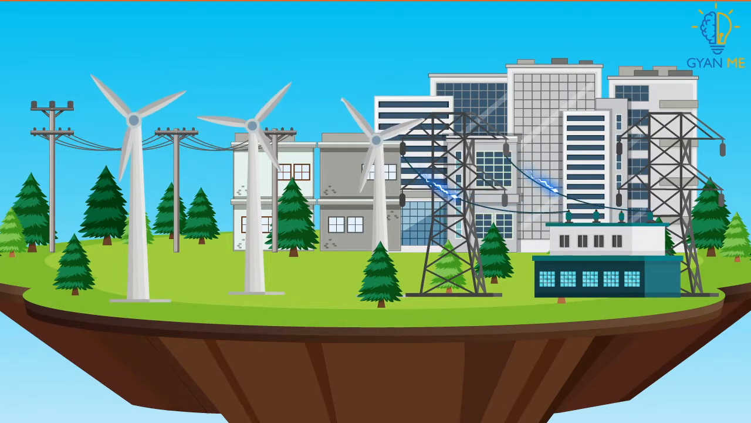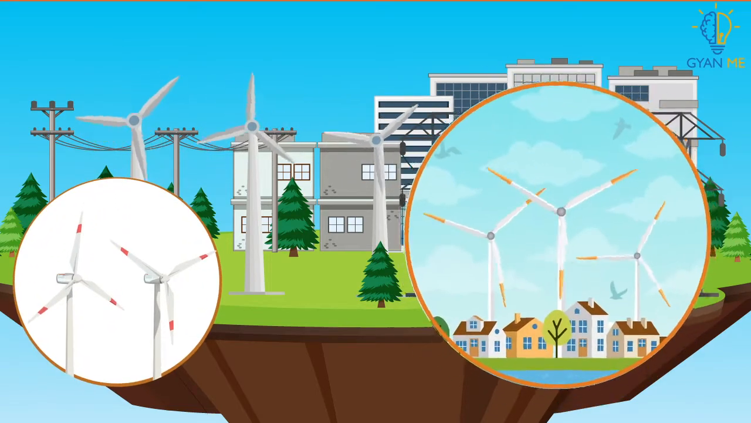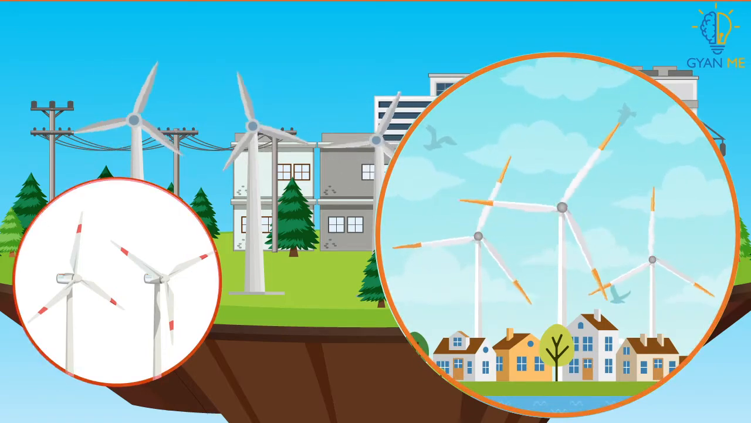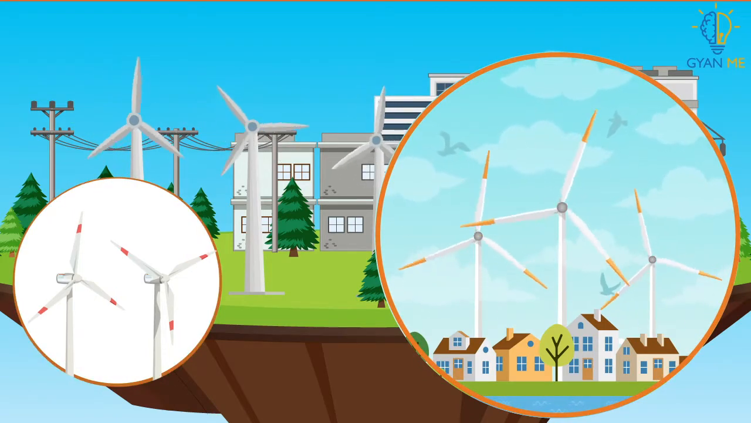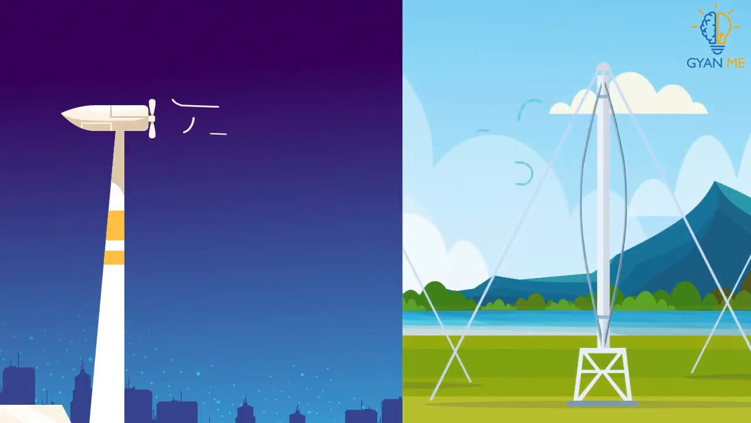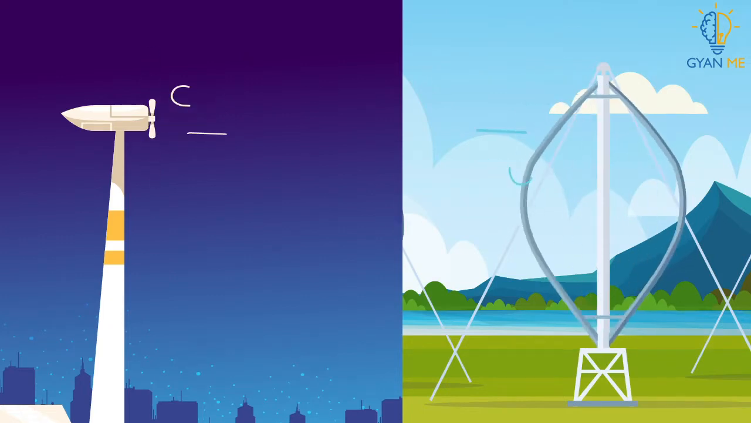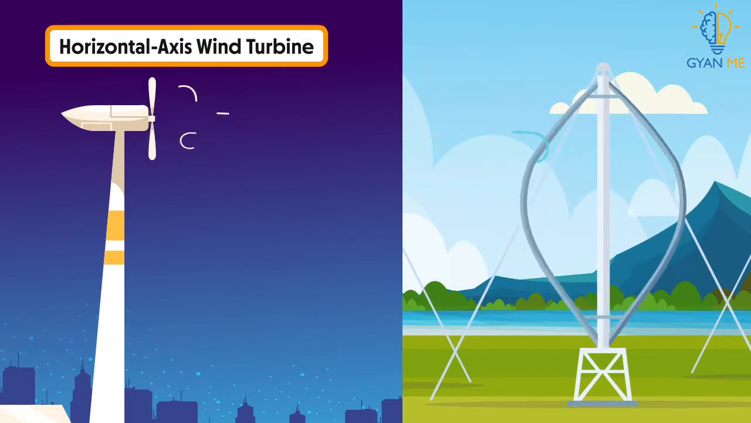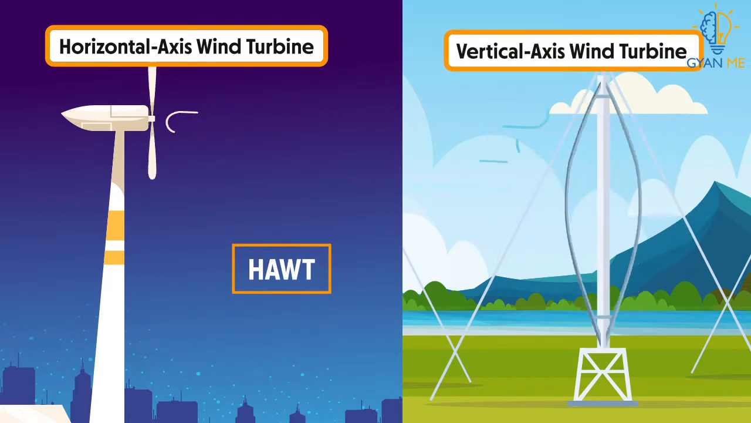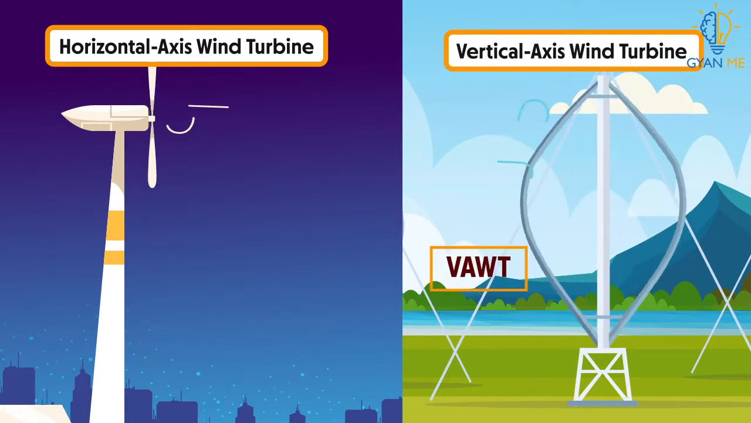Students, do you know wind turbines are available in various sizes and designs? Tall and wide turbines capture more wind compared to short and narrow turbines. According to the configuration of the rotating axis of rotor blades, wind turbines can be classified mainly into two categories: horizontal axis wind turbine, that is HAWT, and vertical axis wind turbine, that is VAWT.